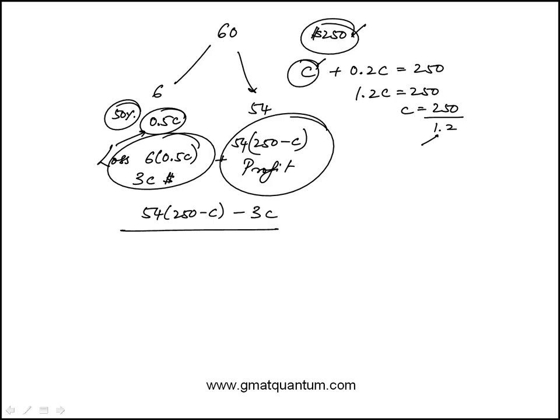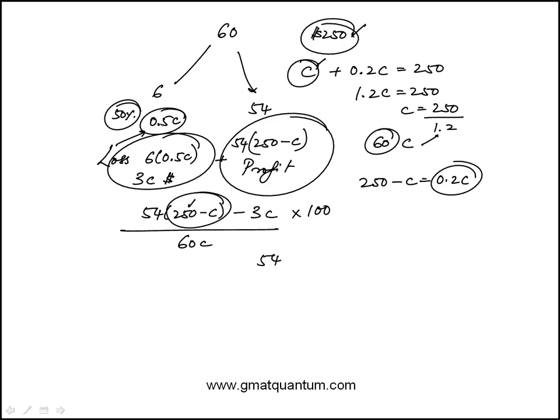And we want to note this as a percent of his initial cost for 60 cameras, which is 60, the number of cameras, times C, which is the cost. So we just need to find this expression as a percentage. And I want to do the least amount of computation work. So what I'm actually going to do is replace 250 minus C. If you notice that, 250 minus C is 0.2 C. This is the markup. So actually, I just write it as 0.2 C.